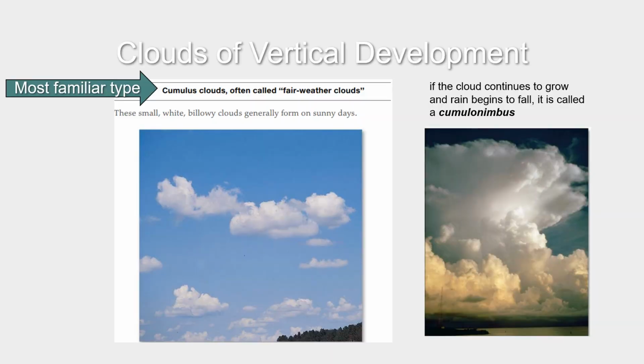So for the low clouds. And now we've mentioned the clouds of vertical development, right? The most familiar type of these clouds is the cumulus clouds. First, focus on the picture on the left side. This is the cumulus clouds. It is often called fair weather clouds.